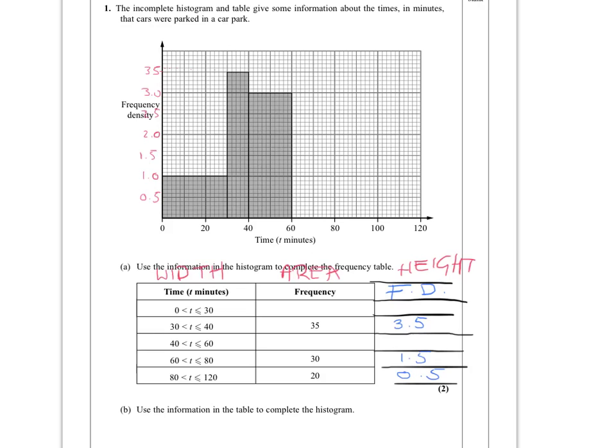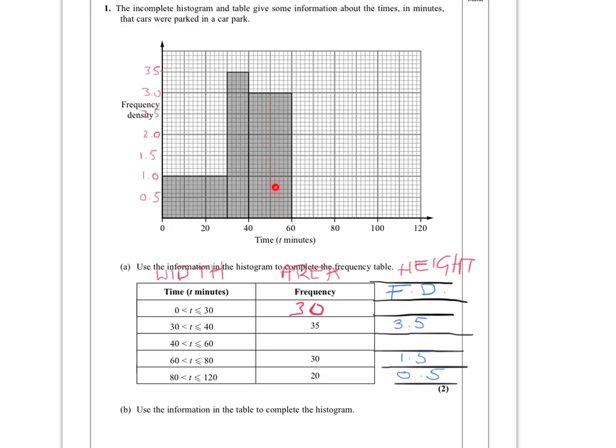Now we can finally start to actually answer the questions, starting with question A. This one asks us to use the histogram to complete the table. So there are 2 bars in the histogram for which we don't know the frequency in the table. What we need to work out is the area of those rectangles. Looking at the first one, we know it's got a width of 30, and we now know it's got a height of 1. So its area is just 30.